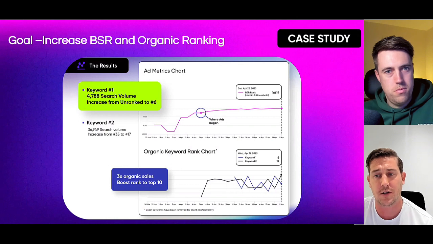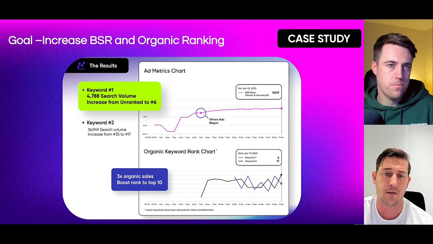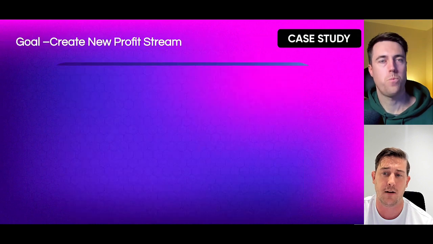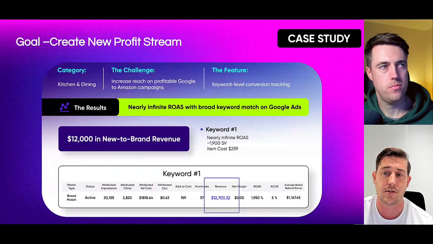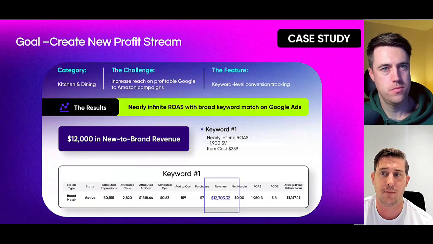This was a launch. We took somebody from unranked to number 6. We tripled his organic sales, and that was on a 4,700 search volume keyword. Nothing crazy, but still not tiny. And another keyword, we took him from 35 to number 17 in the matter of a month on a 37,000 search volume keyword. Again, we're still working on that to try to get it in the top 10, right?